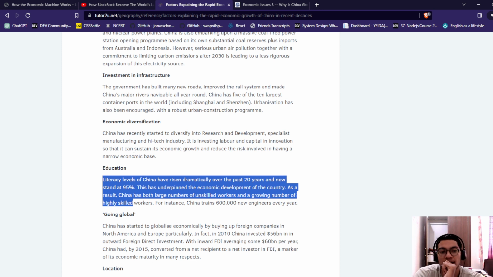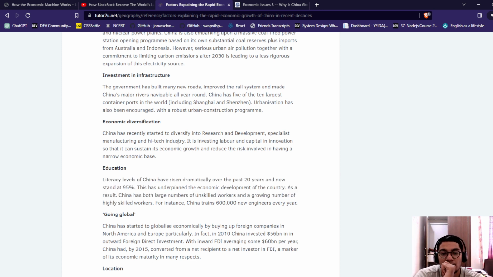China has recently started to diversify into research and development. They put around 2.2 of GDP into research and development, especially manufacturing and high-tech industries. The literacy level of China has risen dramatically over 20 years and now stands at 95%. This has underpinned the economic development of the country. As a result, China has both a large number of unskilled workers and a growing number of high-skilled workers. For instance, China trains 600,000 new engineers every year.